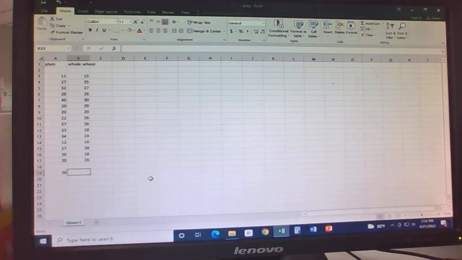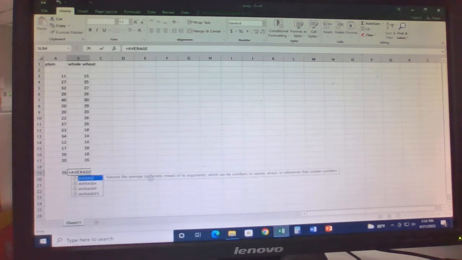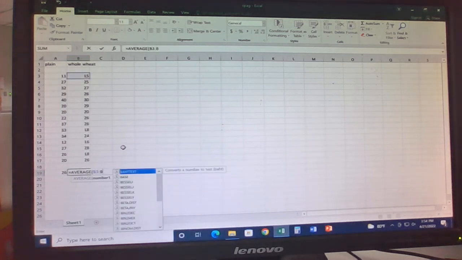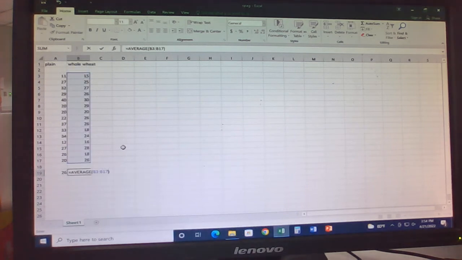So same thing for this one, equals average. But this time, the data is in column B. So I'm going to average everything from B3 to B17. B3, B17, and it gives me an average.